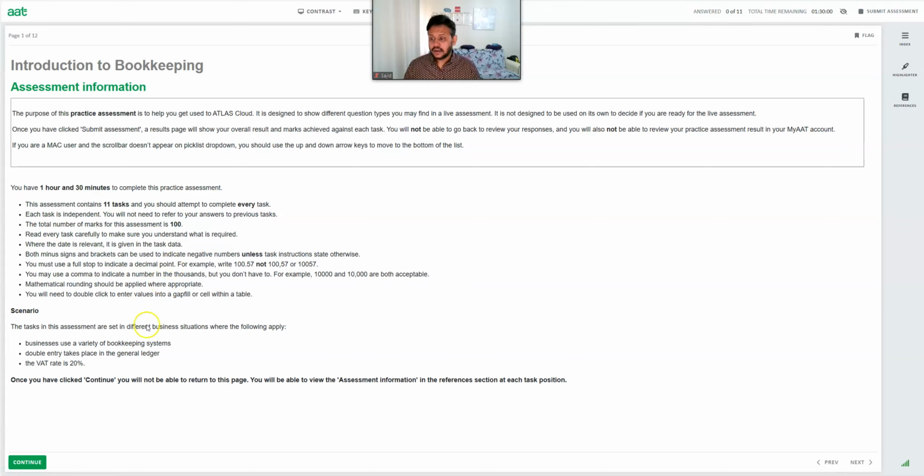So the VAT rate has to be standard, because we know we have different types of VAT rate. We have a flat rate, we have a reduced rate, we have a standard rate. But for this exam, we only follow the standard one, that is 20%. All right, let's start with that.